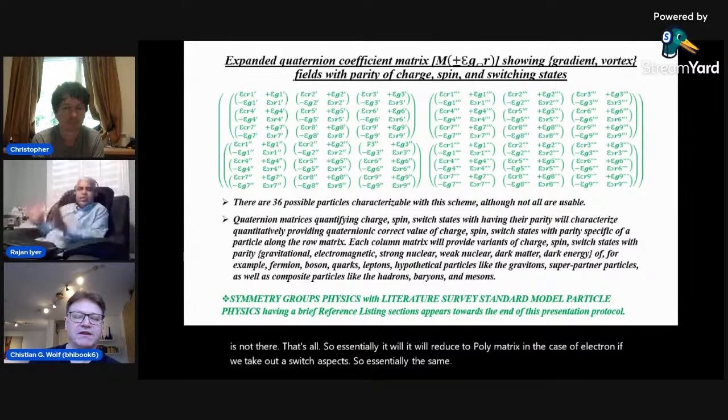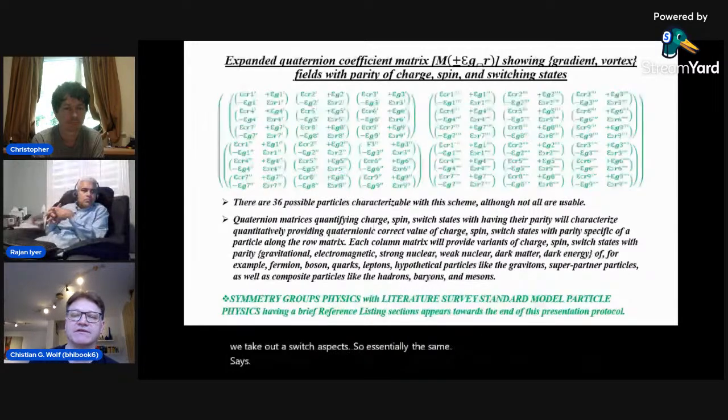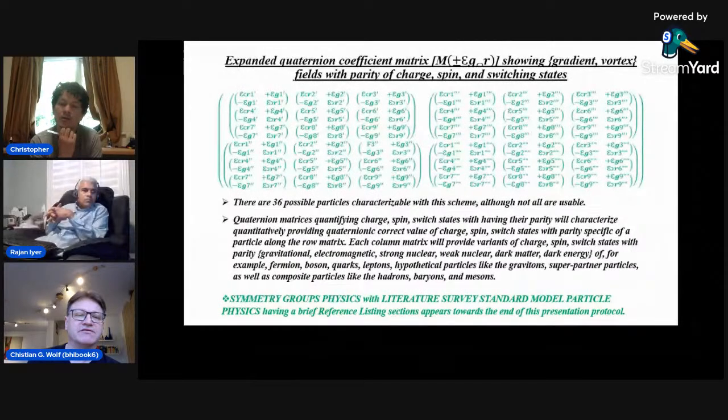Yeah, but then I don't understand when you say the first line, and I believe I remember you said the first line in this matrix is, for example, the electric charge. The second, I don't remember, was I think the mass. The third was the weak. The fourth was the strong. The fifth was the dark matter, and the sixth the dark energy or something like that.